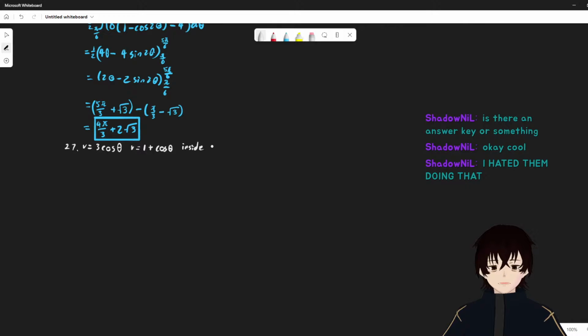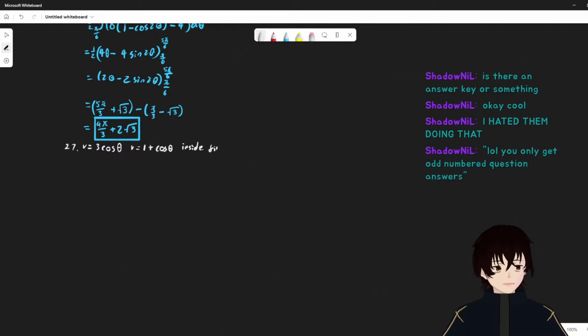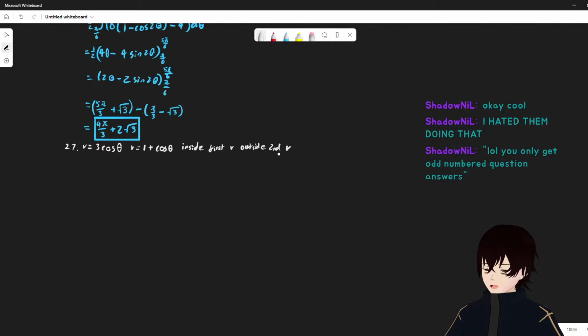Inside, first r. Outside, second r. I think we only have odd numbered questions today though. I think every question's odd numbered, which is fantastic. I love that.